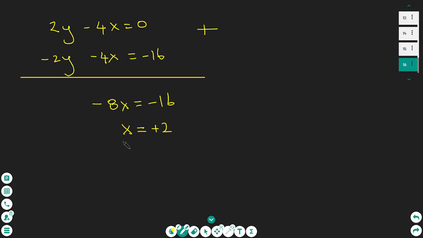The next thing to do is to use substitution and find the value of y. So I can use any of the two equations. So the value of y is 4. We use substitution.